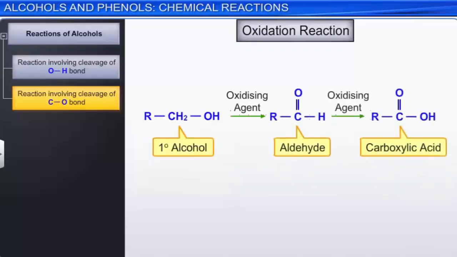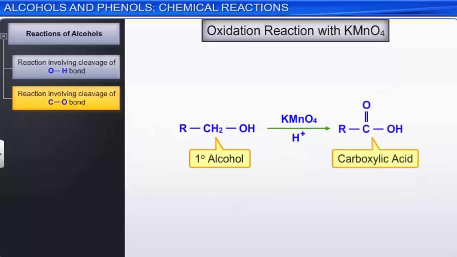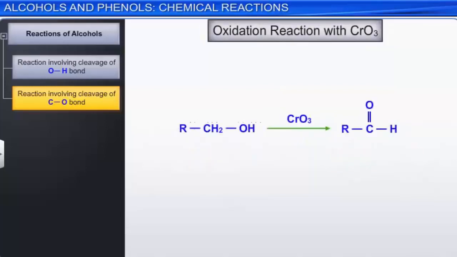Let's consider the different reaction conditions and their outcomes. When a primary alcohol is treated with acidified potassium permanganate, a very strong oxidizing agent, the alcohol will be converted directly into a carboxylic acid. Chromium 6 oxide, or chromic anhydride, is another strong oxidizing agent. In anhydrous conditions, it can be used to convert primary alcohols into aldehydes.